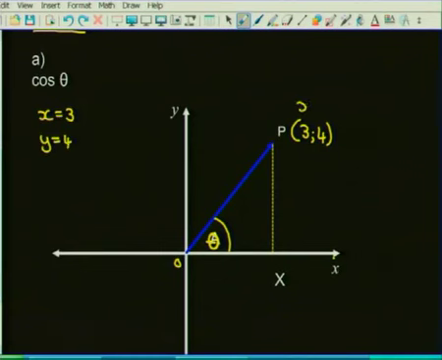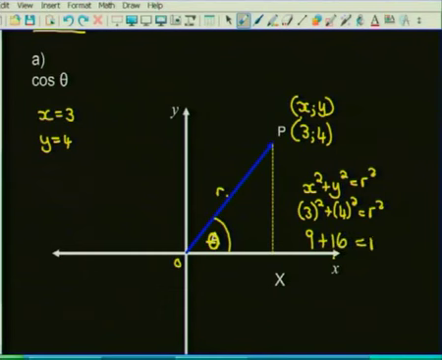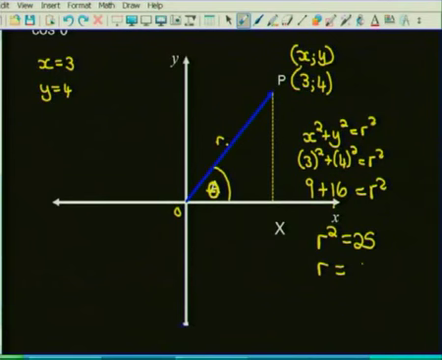because you agree all coordinates are of the form x, y. All we have to do is find the radius, which we can do using Pythagoras' theorem. So Pythagoras' theorem says that x squared plus y squared is r squared. So the x is 3 squared, the y is 4 squared, and it's equal to r squared, which means 9 plus 16 is r squared, which means r squared is 25. Now r is equal to, and remember it's a radius, so it won't be negative, it'll be equal to 5.